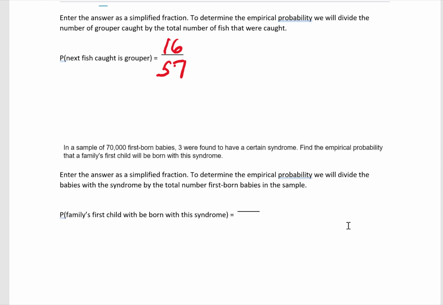To determine the empirical probability, we will divide the number of babies with the syndrome, which was 3, by the total number of firstborn babies in the sample, which was 70,000. And again, this fraction is simplified.